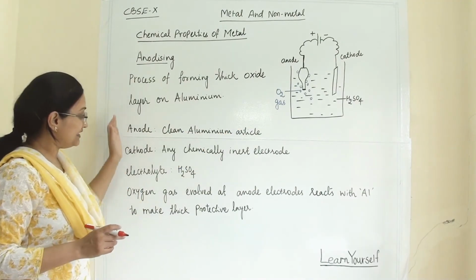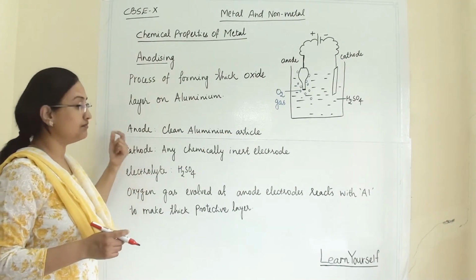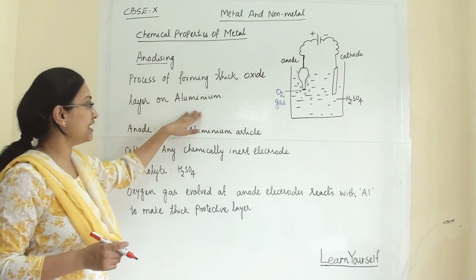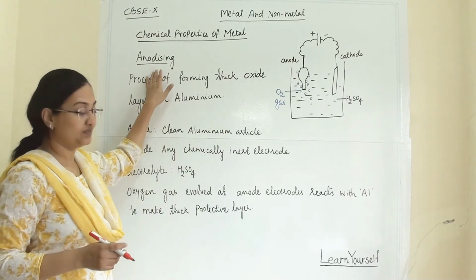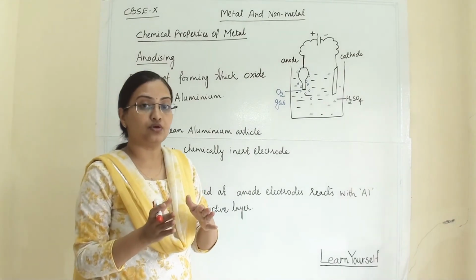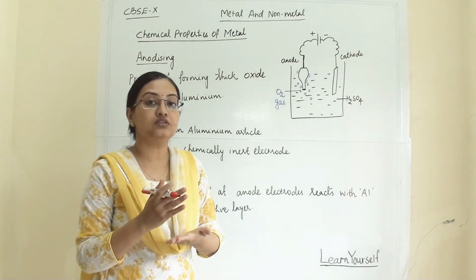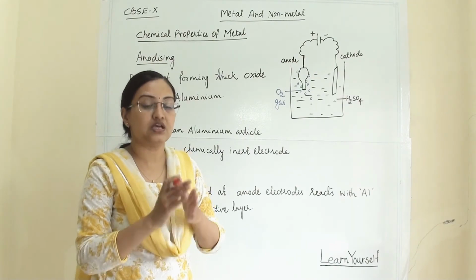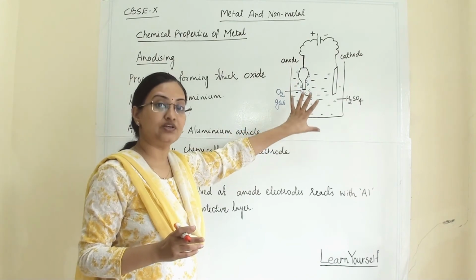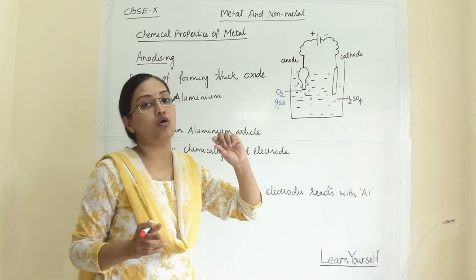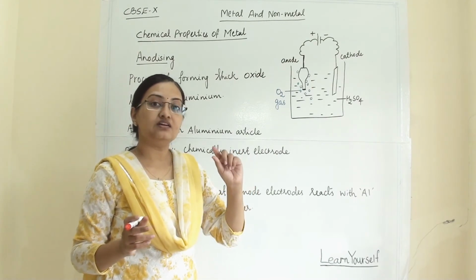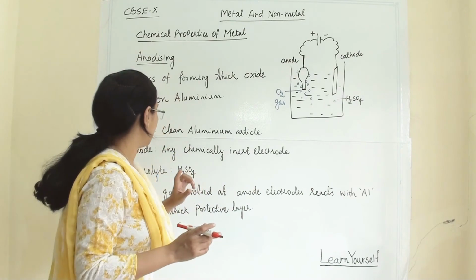So here I have noted down all the details. Quickly we will go through them. The process of forming a thick oxide layer on aluminium is known as anodizing. Basically, when aluminium comes in contact with oxygen, it automatically forms a thin oxide layer on the surface. But here we are doing it artificially and manually. Why? Because we need a thick oxide layer. The thick protective layer will safeguard the aluminium for a longer period of time.